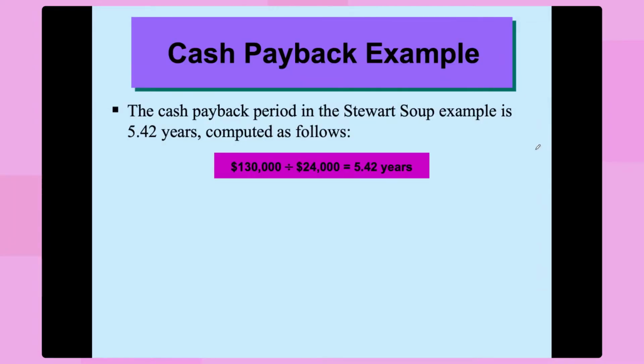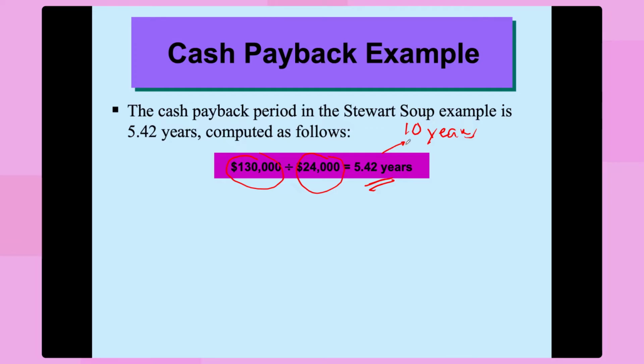All right. We go back to our example from a while ago. What if you have $130,000 as your investment and 24,000 as your cash inflows? Meaning you have 5.42 years as your cash payback period. A while ago, I remember, how much is our useful life? I think 10 years, right? If there are no conditions, you will compare 5.42 and 10 years.